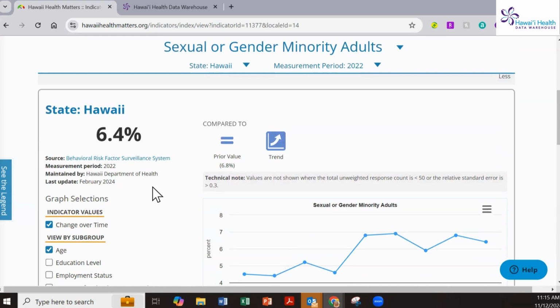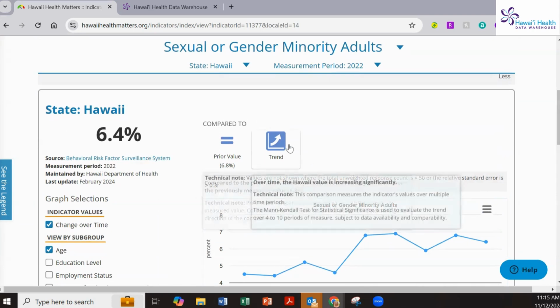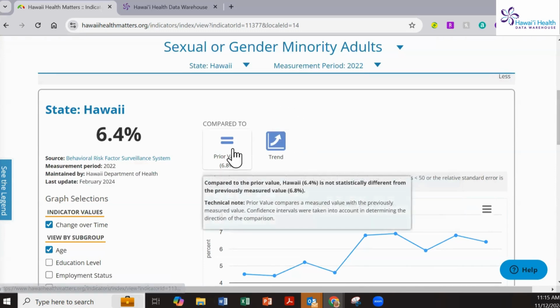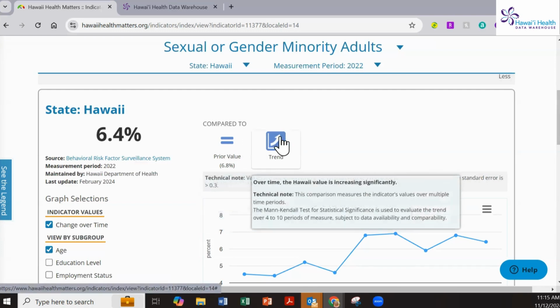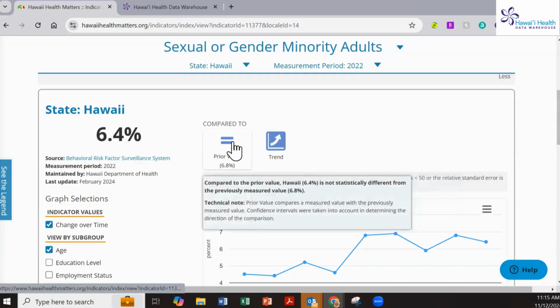or gender minority. So this is great, but to give the data a little bit more context, Hawaii Health Matters offers some comparison values. In this case, it's just showing the comparison to the prior value, which has not changed statistically, and the trend, which it is trending up in a significant fashion. And you can hover over these icons to get more information about each one that help you interpret the data.